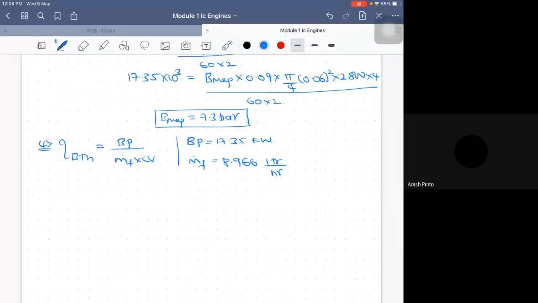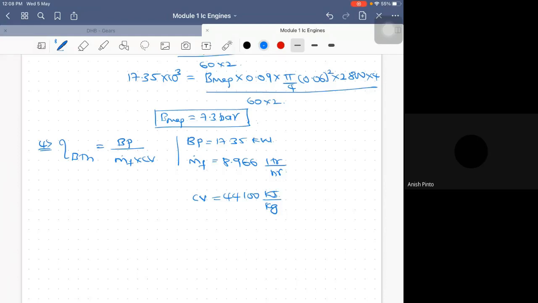We don't have it in meter cube or in kg, it is in liters. We will see how to do it. Okay, next, what is the value of CV? CV is 44,100 kilojoules per kg.